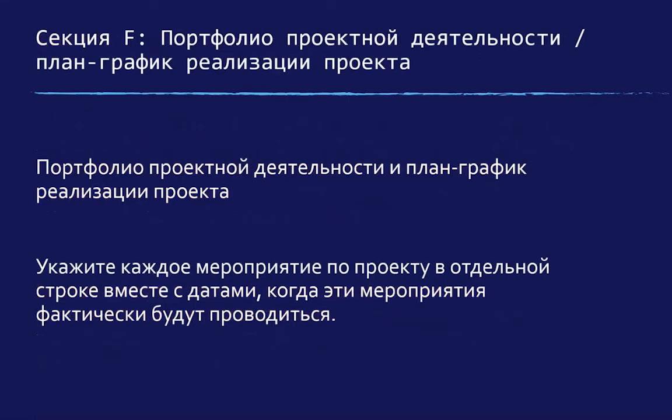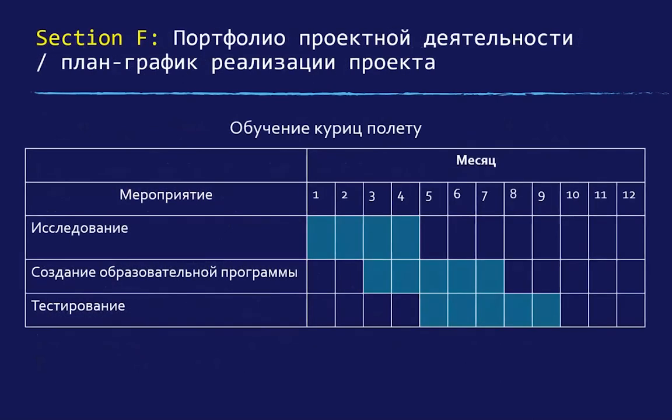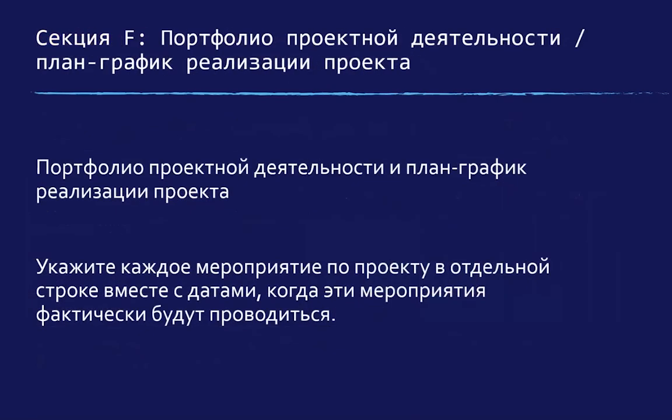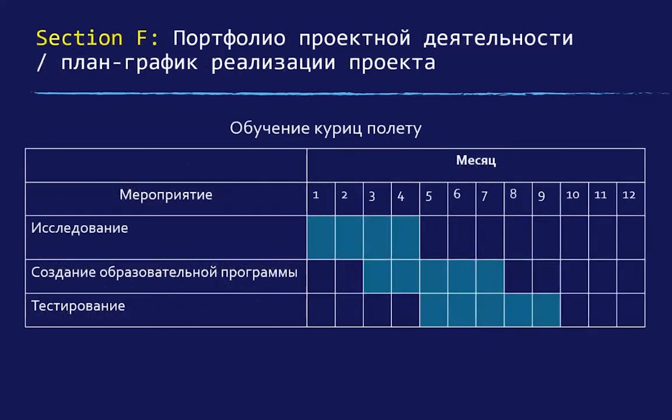So one other part of it here is what we call the project activities and timeline. And so every organization, especially the US government, is going to require you to submit an activities chart and a project timeline. And this, again, really almost summarizes your entire proposal. So it will indicate each project activity in a separate row, along with the dates when the activities will actually take place. So for example, you have this here.